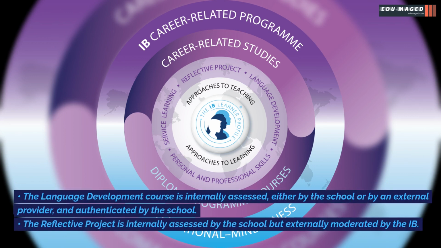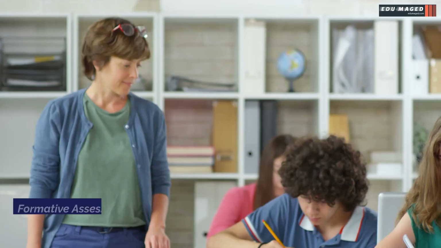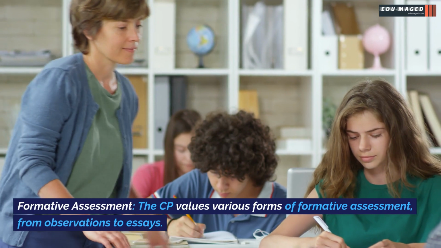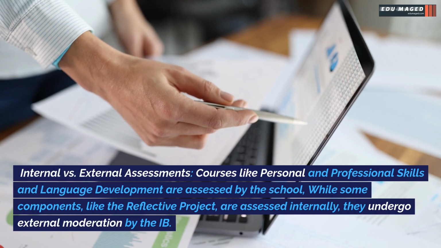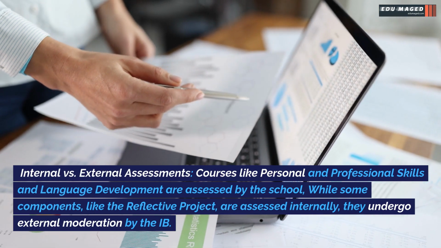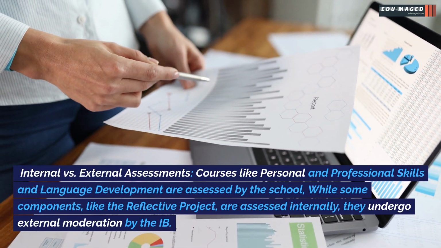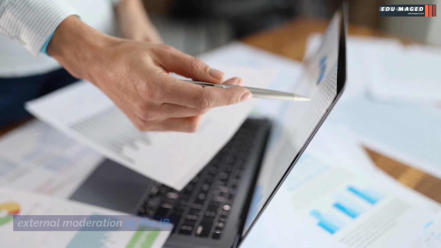The language development course is internally assessed, either by the school or by an external provider and authenticated by the school. The reflective project is internally assessed by the school, but externally moderated by the IB. Formative assessment. The CP values various forms of formative assessment, from observations to essays. Internal versus external assessments. Courses like personal and professional skills and language development are assessed by the school, while some components, like the reflective project, are assessed internally. They undergo external moderation by the IB.